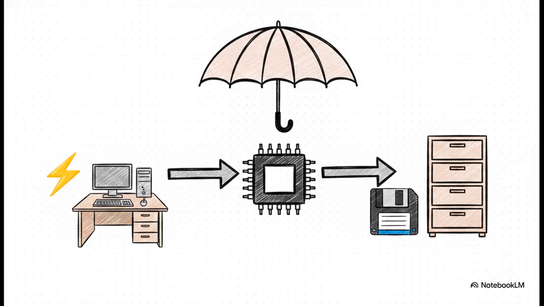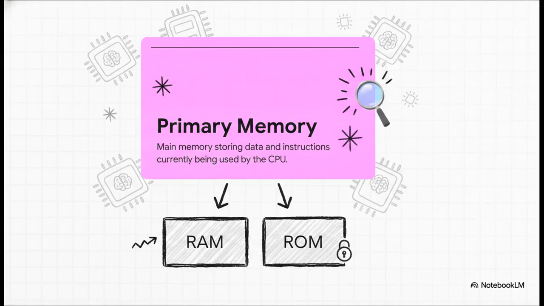Let's zoom in on the first one. Primary memory is the main memory of the computer. Its defining characteristic is that it stores data and instructions that are currently being used by the CPU, right this second. It's extremely fast, it's directly accessed by the CPU, but it has limited storage capacity and it's definitely costlier to produce. Under this umbrella, we have 2 subtypes, RAM and ROM.